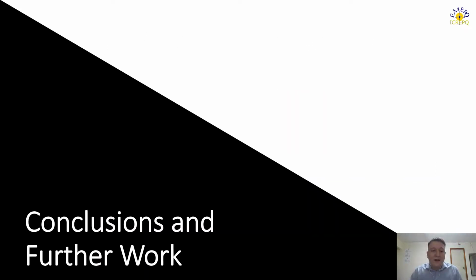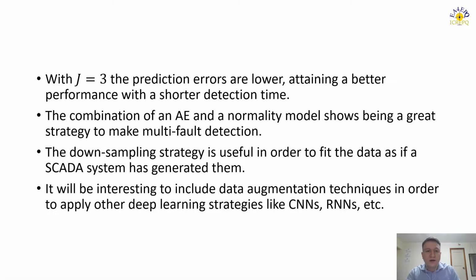As of this, we can draw some conclusions and define the further work. We have some ideas. For example, with a J value of 3, the prediction errors are lower, attaining a better performance with a shorter detection time. That's important. And the combination of an autoencoder as a normality model shows itself to be a great strategy to do multi-fault detection. The downsampling strategy is also useful in order to feed the data as if a SCADA system had generated them.